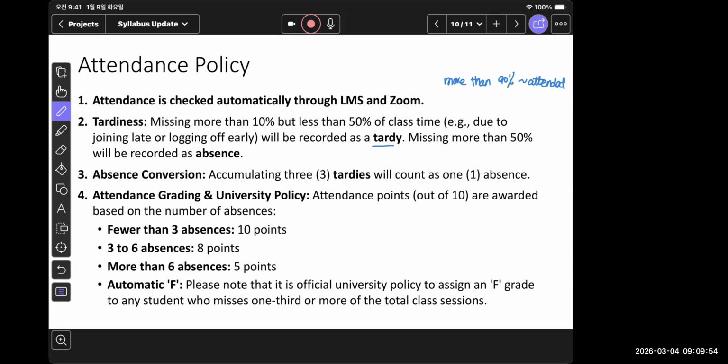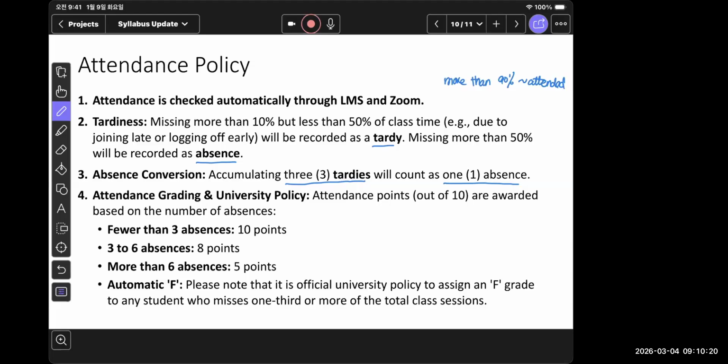But if you miss more than 50%, that will be recorded as an absence. And if you make 3 tardies, those will be counted as a single absence. So if you make, say, 3 tardies or 6 tardies, that will be counted as 2 absences.